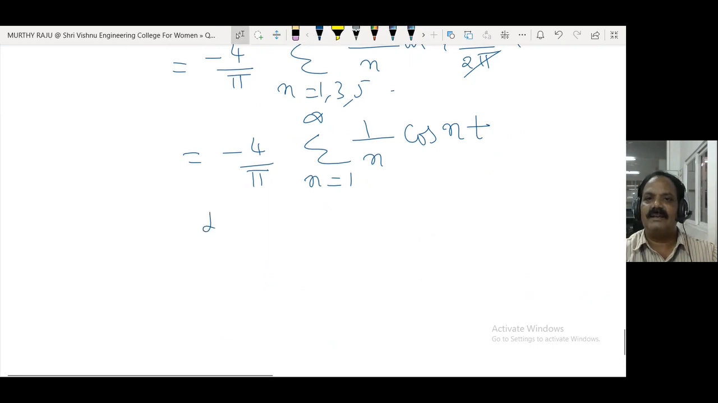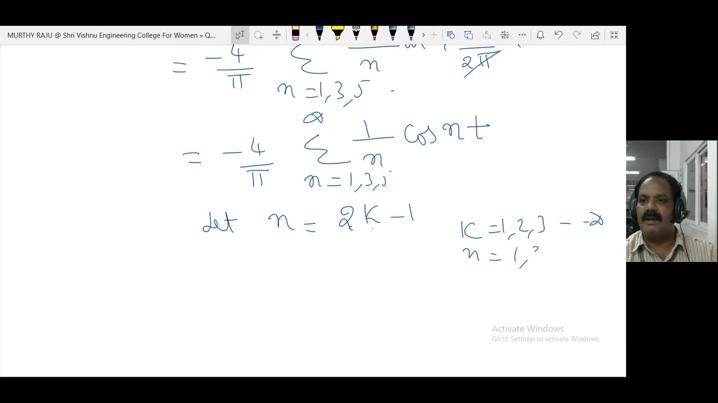Let n is equal to 2k minus 1. Suppose k is equal to 1, means 2 into 1, 2 minus 1 is 1. K is equal to 2 means 2 into 2, 4 minus 1, 3. Therefore, k value is starting from 1, 2, 3 up to infinity. Therefore, n value is 1, 3, 5 up to infinity.